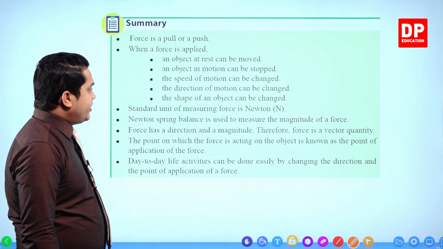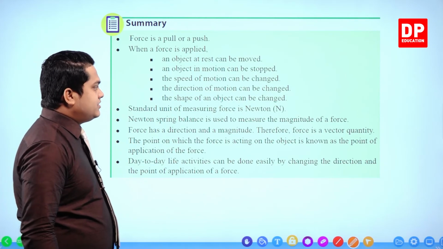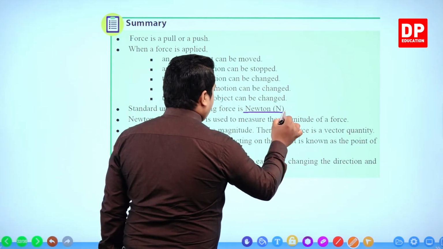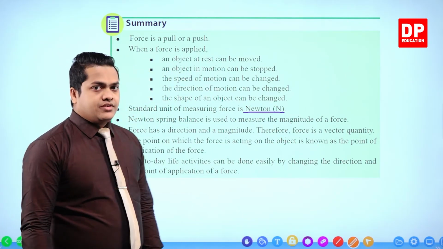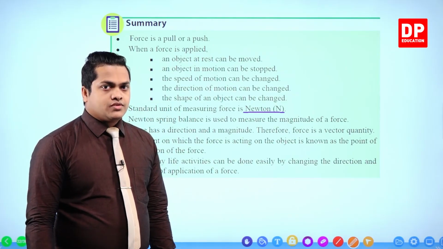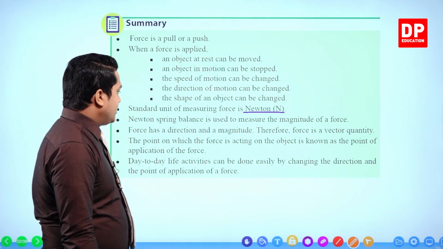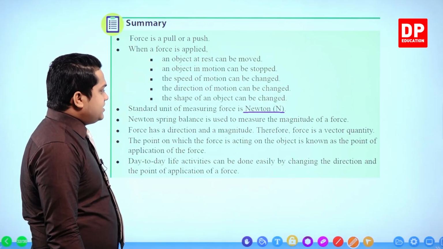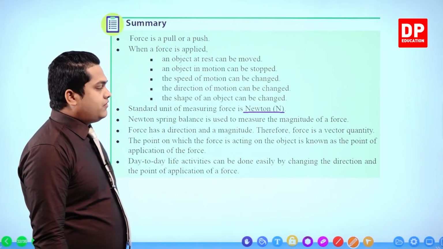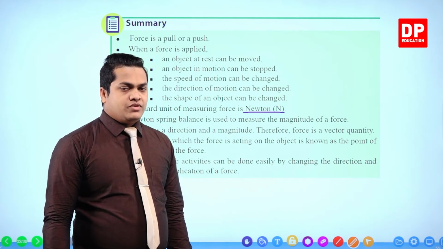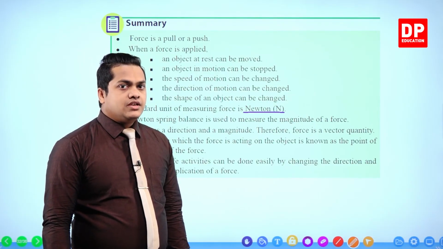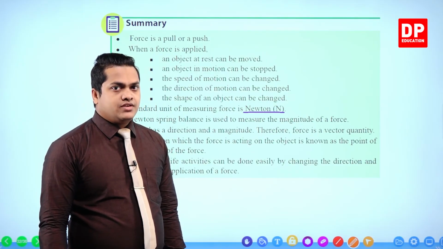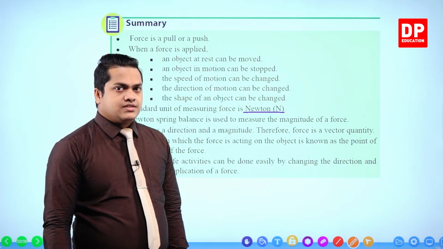Then the standard unit of measuring force is the newton. Important, right? Newton is the unit that we use to measure force. A Newton spring balance is used to measure the magnitude of a force. Yes, the instrument that we use to measure the force is the spring balance, the Newton spring balance. All of these things are correct.